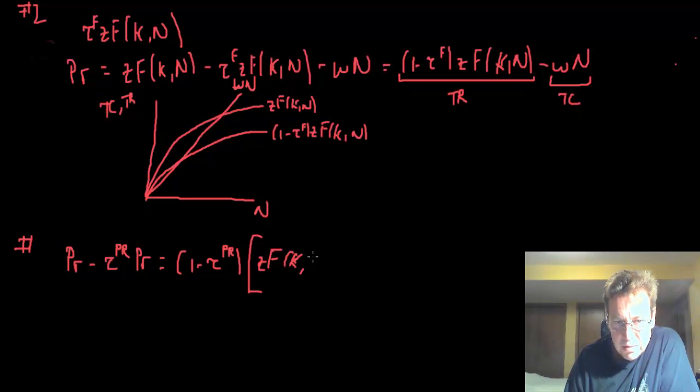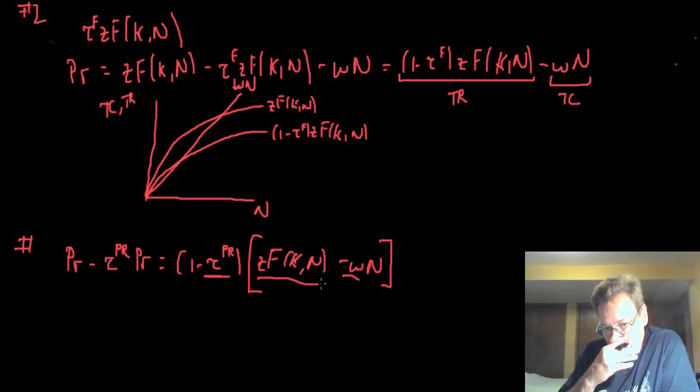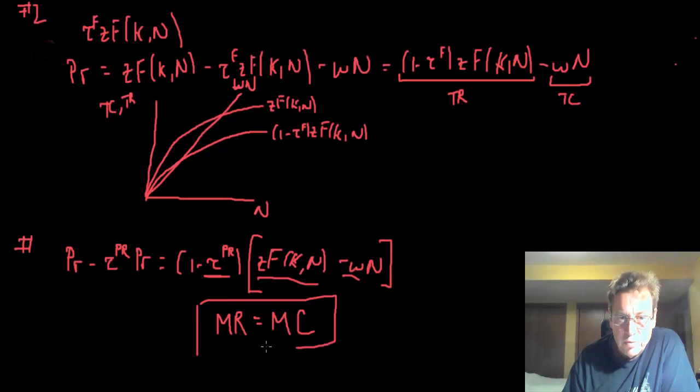That's a K. Minus total cost. So what you should see is that this tax rate is going to hit total revenue in exactly the same way that it hits total cost. So then what you want to ask yourself is how, if at all, does the tax rate affect this profit maximization condition that marginal revenue equals marginal cost?